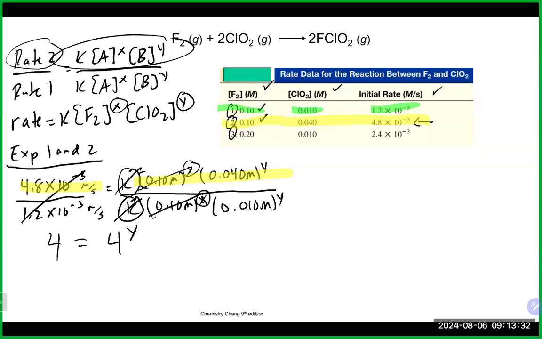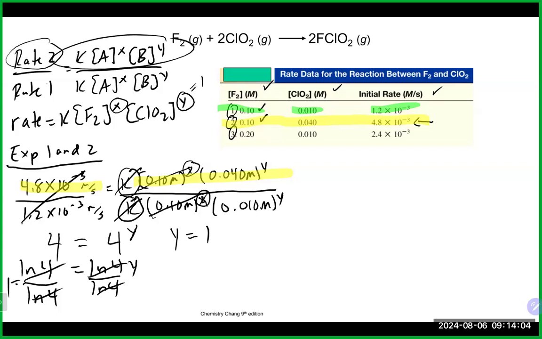Any questions on that? You can probably clearly see that Y in this case is going to equal 1. By the way, if you didn't have a pretty number, you take the natural log of 4. The natural log of 4 brings the Y down, and dividing the natural log of 4 on both sides is one way to get rid of it, and you will end up with 1. So if you don't have really pretty numbers, take the natural log of both sides and divide it out. That will get you there. What that tells us is the order with respect to ClO2 is going to be 1.